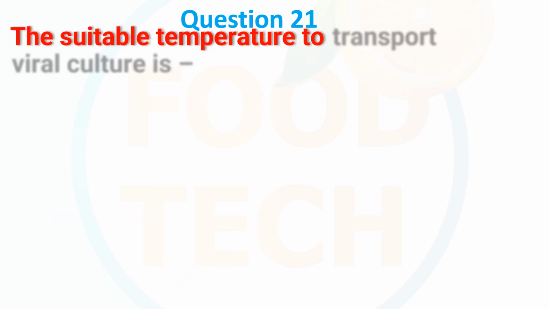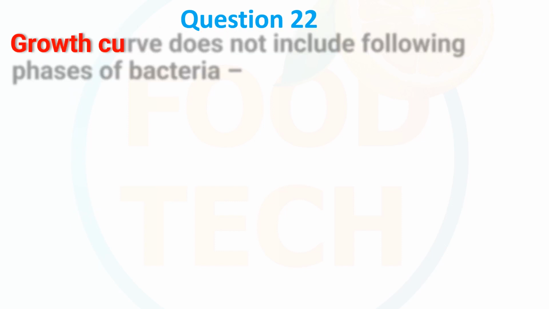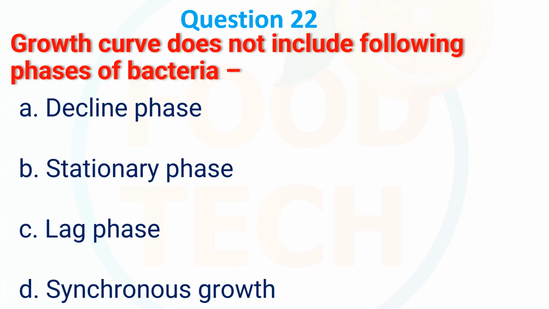The suitable temperature to transport viral culture is A. 30 degrees Celsius, B. 5 degrees Celsius, C. 25 degrees Celsius, D. 45 degrees Celsius. The answer is B. 5 degrees Celsius. Growth curve does not include which phase of bacteria: A. decline phase, B. stationary phase, C. lag phase, D. synchronous phase. The answer is synchronous phase.